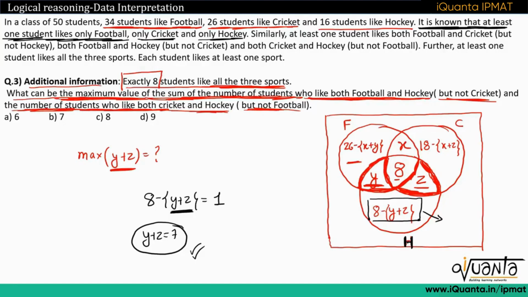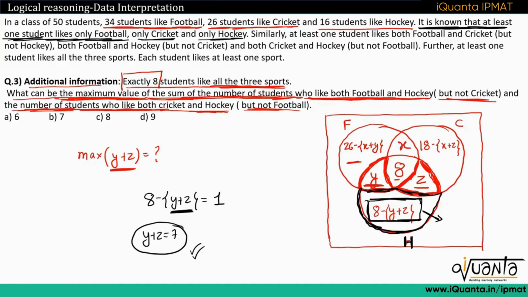See why we did this? We had a region of 8 minus Y plus Z over here in the set of hockey. We can find out the maximum of Y plus Z if we minimize the value of this region over here.